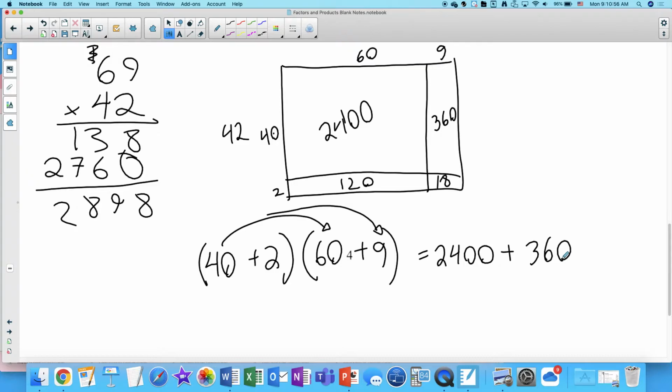2 times 60 is 120. And then I can distribute the 2 into the 9 plus 18. You'll see all of these numbers are the same ones that appear in that rectangle. Okay, so that's another option.